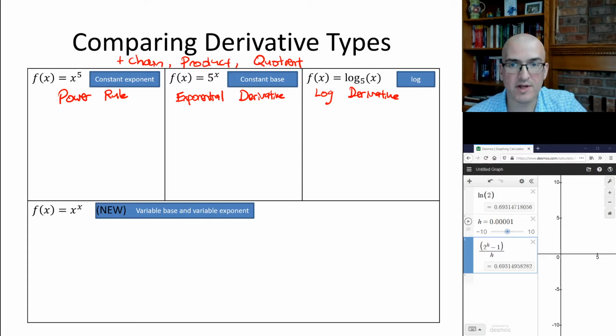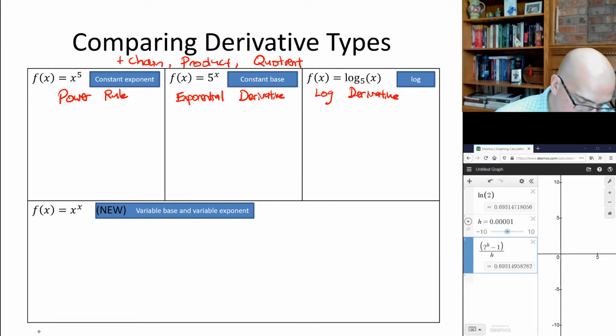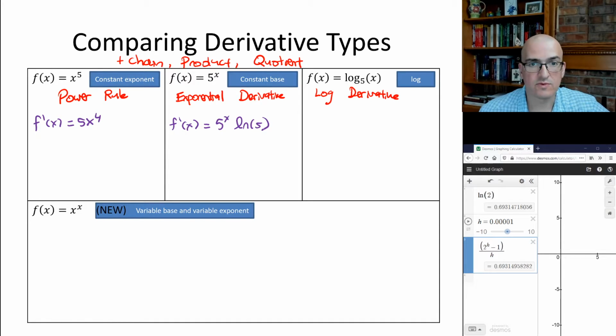So those are the rules for combinations and compositions of functions, and then the individual pieces are below. For the first one, the derivative of x to the power of 5 is 5x to the power of 4 from the power rule. For the second one, the derivative of 5 to the x is 5 to the x times ln of 5 from the exponential derivative rule.